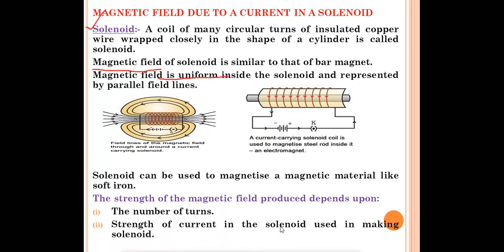Strength of current in the solenoid is used in making the solenoid. Okay, so it is also used for making the solenoid. The strength of current which is produced in the solenoid is also used for making the solenoid.